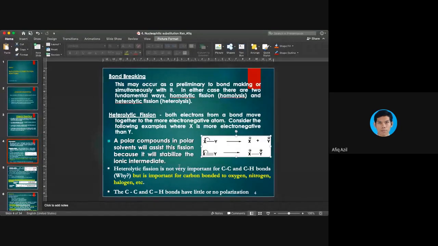So heterolytic fission is not really that important for C-C and C-H bonds. Why? Because normally between a C-C bond, for example like this, the electronegativity is the same. So how can you give the electron to the more electronegative side? That doesn't happen for C-C and C-H bonds. For the C-H bond, they have no or little polarization.